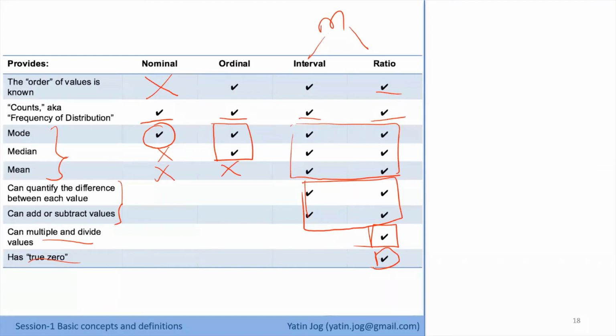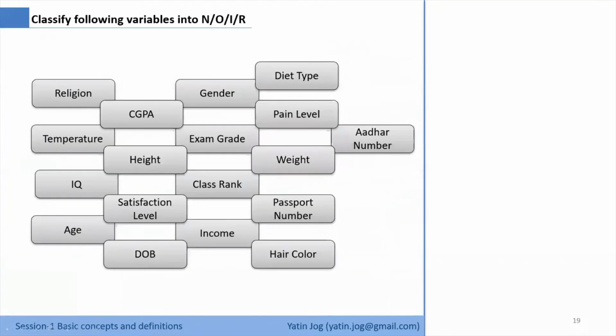Okay, great. Now, considering that all of you have understood the measurement scales and the basic definitions are clear to you, I am giving you one activity. You have to classify all these variables into nominal, ordinal, interval, and ratio, N, O, I, and R. I give you 2 to 3 minutes. That is sufficient. So in the next 3 minutes, try to classify them, and then we'll discuss the answers.